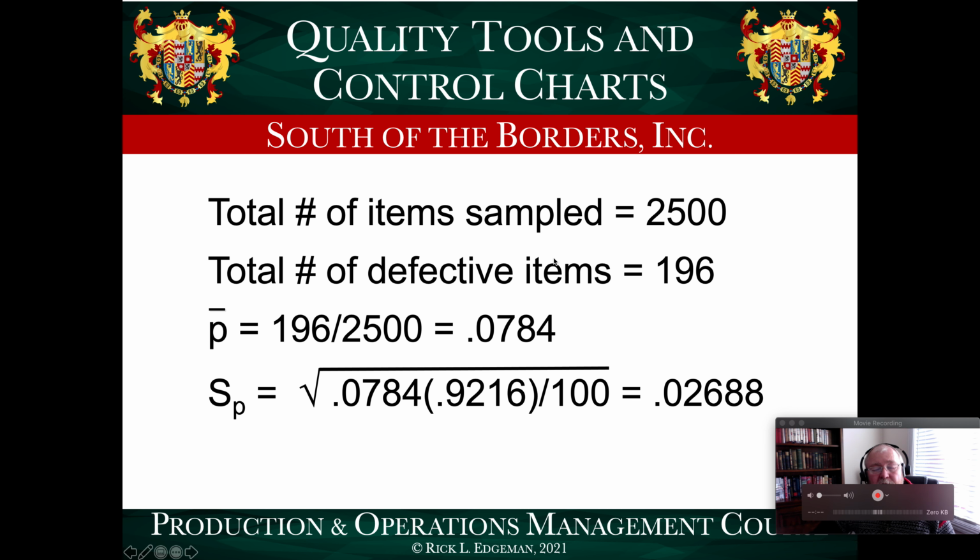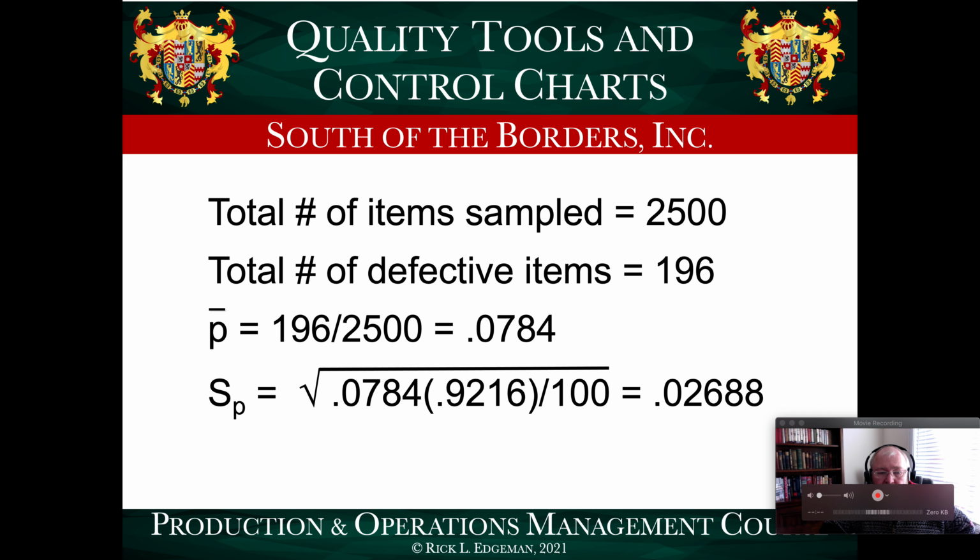We need to know the standard deviation because you need to know both the mean and the standard deviation to be able to get the coordinates for the 7 lines on the chart. Standard deviation is the square root of p-bar times 1 minus p-bar divided by n, where n is the number of items in each sample. P-bar was roughly 0.08. 1 minus p-bar roughly 0.92. And we had 100 items in each sample, so 0.0784 times 0.9216 divided by 100, square root of that. That is 0.02688.